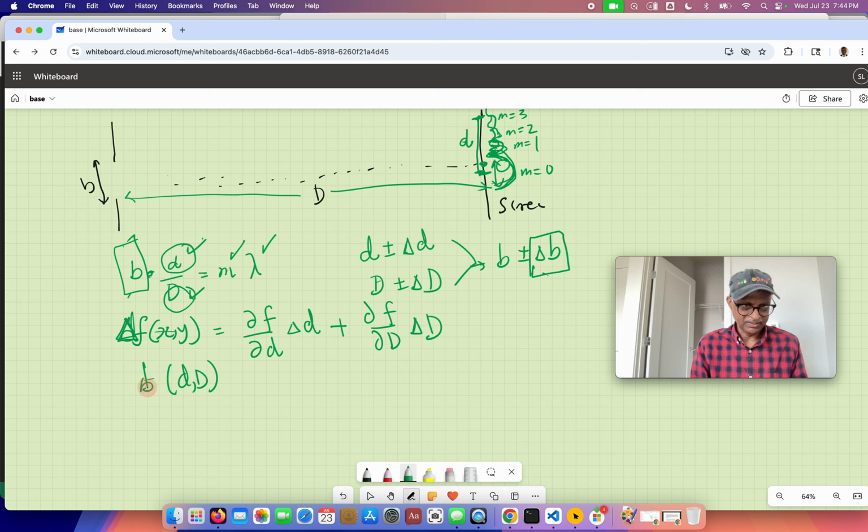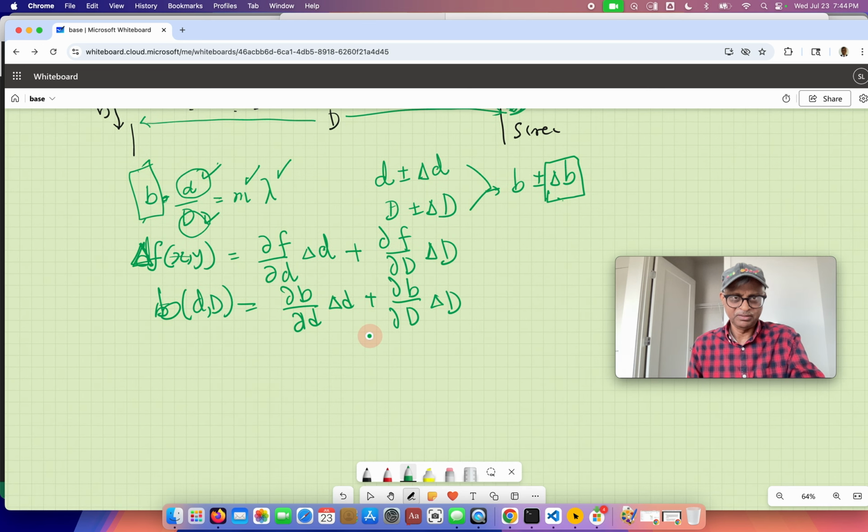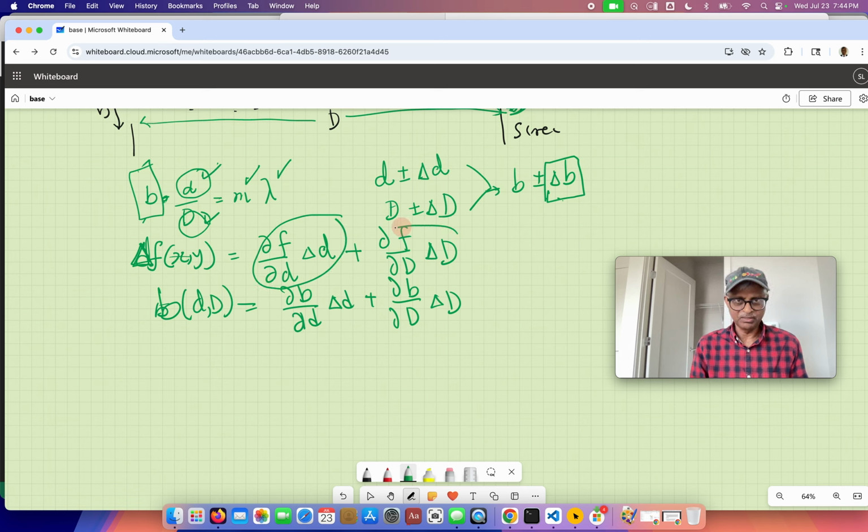So we have delta b, and here is going to be the partial of b with respect to d times delta d, plus the partial of b with respect to D times delta D. Now it turns out this is mathematically precise, but these terms can be positive or negative, and you want this to capture errors in both, not subtract one error from the other.